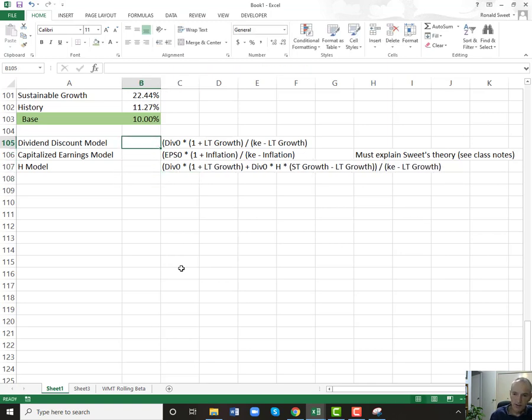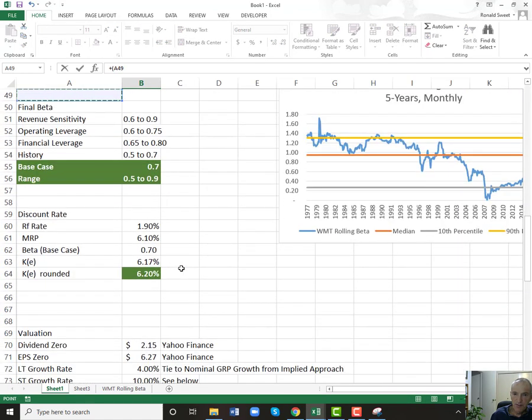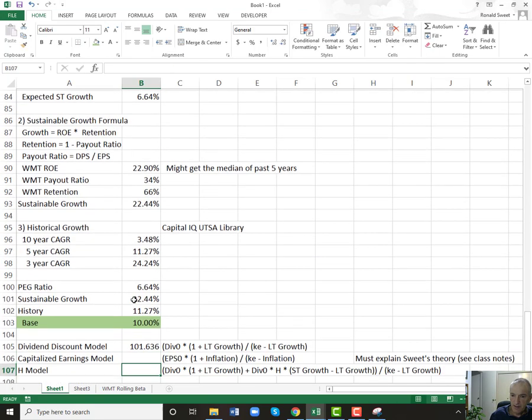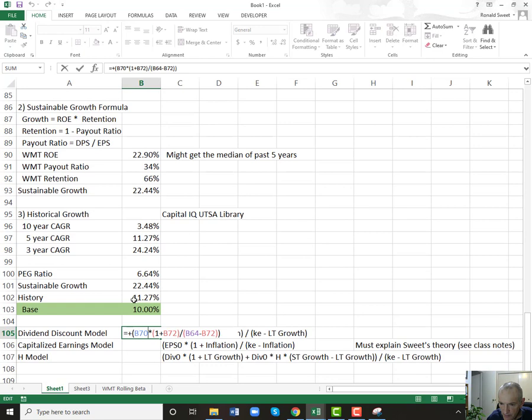All right, so let's try each of them. Dividend 0. We have our dividend 0 up here somewhere. There's our dividend 0, $2.15, times 1 plus long-term growth. There it is, 4%. Divided by our KE. There's our KE, 6.2, minus our long-term growth. I had some error somewhere. It matters. So there's my price there.